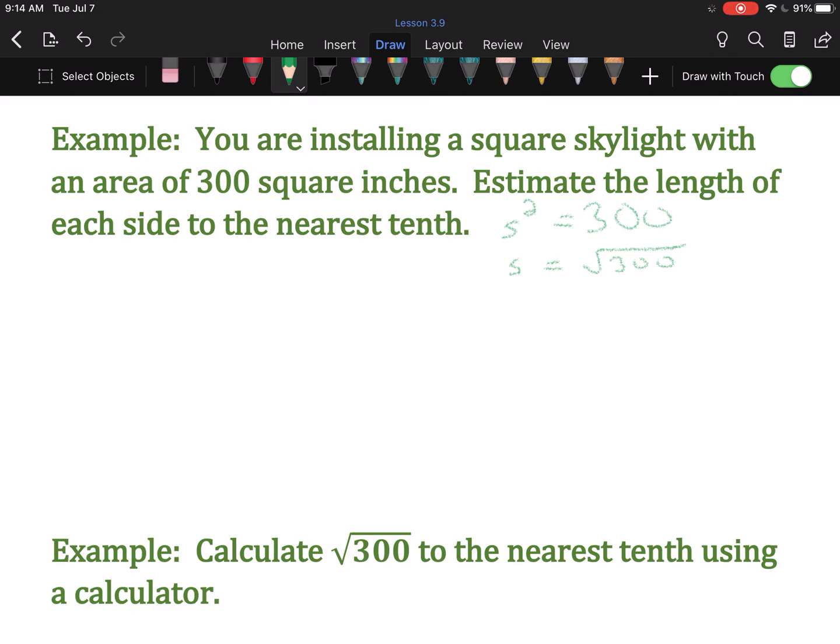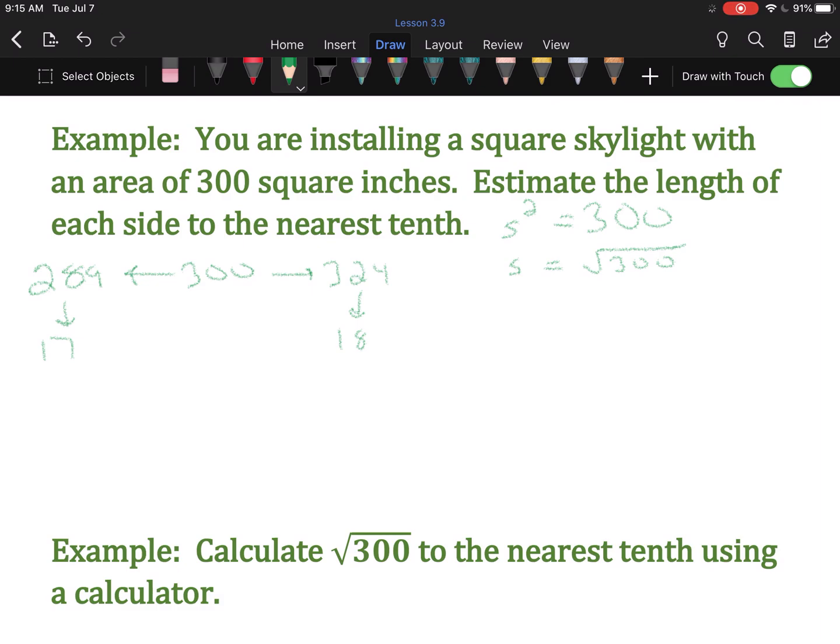Well, I need to know where to start. To that end, I'm going to do what I just did. I'm going to say, okay, on this side of 300 is 289, and on this side of 300, for a perfect square, I have 324. 289 is 17 squared, 324 is 18 squared. So I know the square root of 300 is 17 point something, because it's between 17 and 18. What we had to figure out is what?